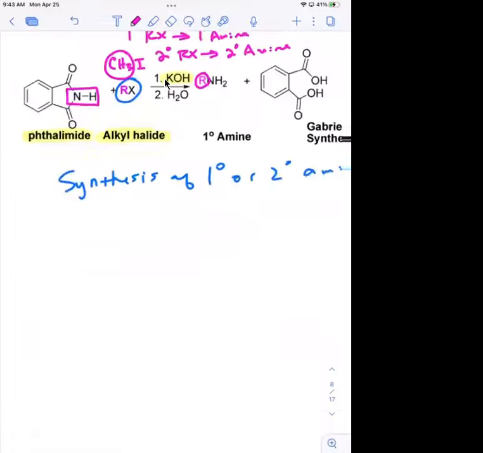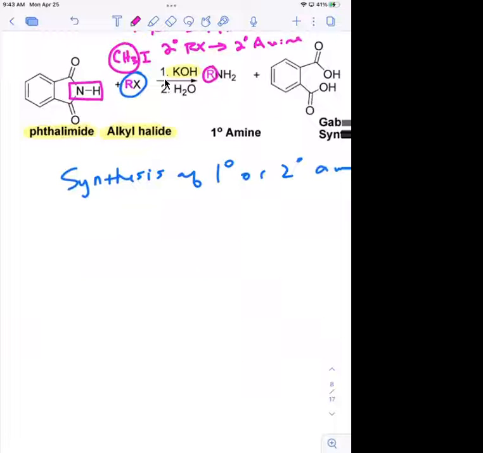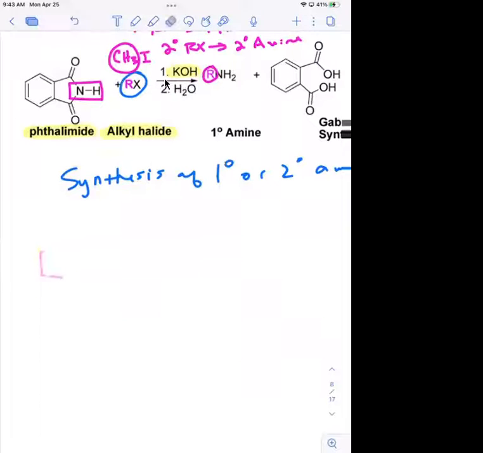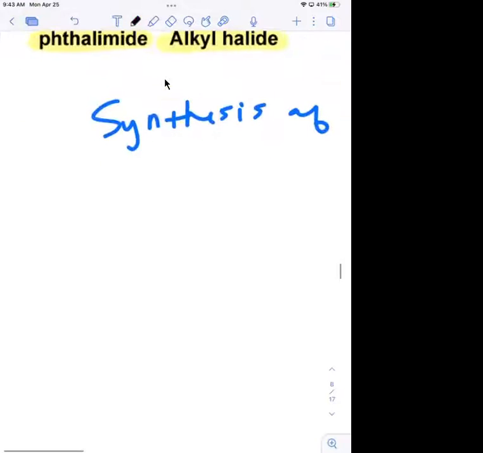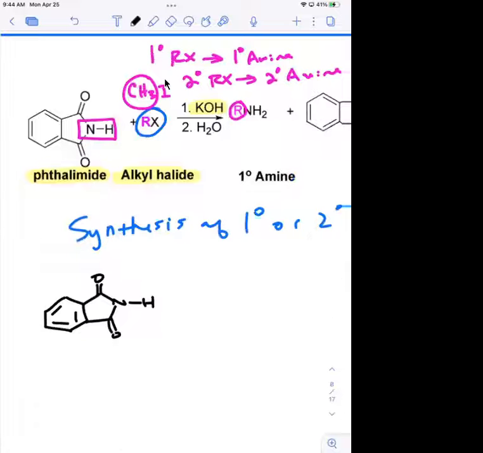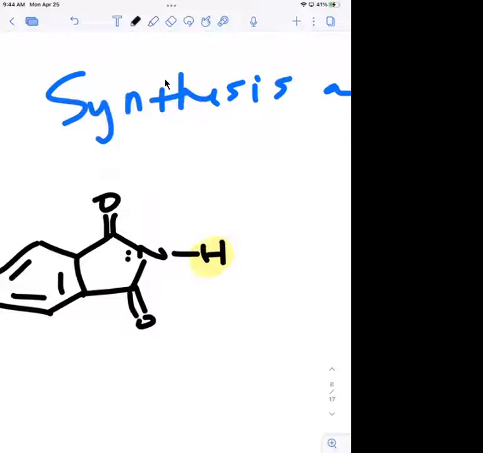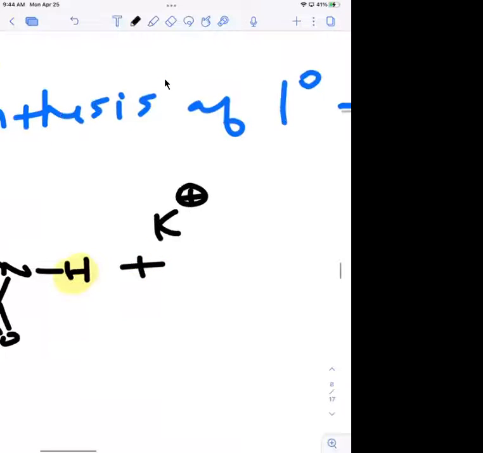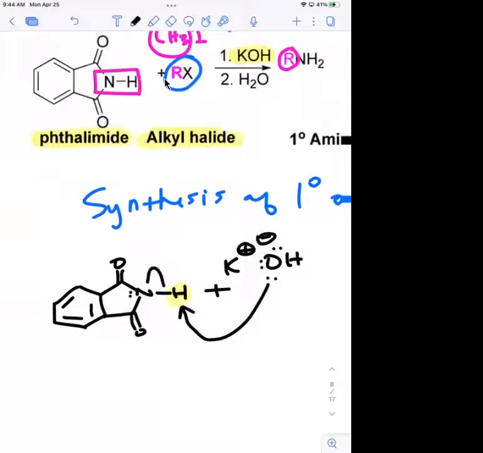So here, I'm going to redraw phthalimide, even though I could just steal it. So this is phthalimide. And I'm going to treat this with the base. The base is going to be used to pull off this proton. Now keep in mind, I do have a lone pair here already, and I'm going to treat that with KOH. And you know this is a salt, K plus, OH minus, a very strong base. And all I'm going to do is a proton transfer here.